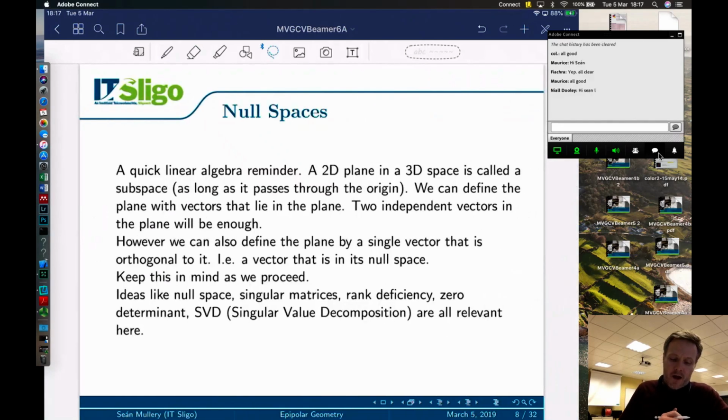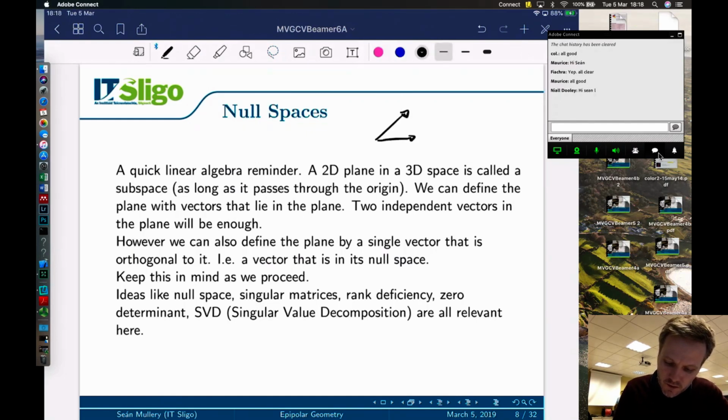So, quick linear algebra reminder: a 2D plane in a 3D space is called a subspace. Now that's assuming that it passes through the origin, but we can work around that problem as well, even if it doesn't pass through the origin. We can define the plane with vectors that lie in the plane. So if you have two vectors, let's say a vector there and a vector there, which I'll call x1 and x2, I can use any linear combination of those to fill out an entire plane.